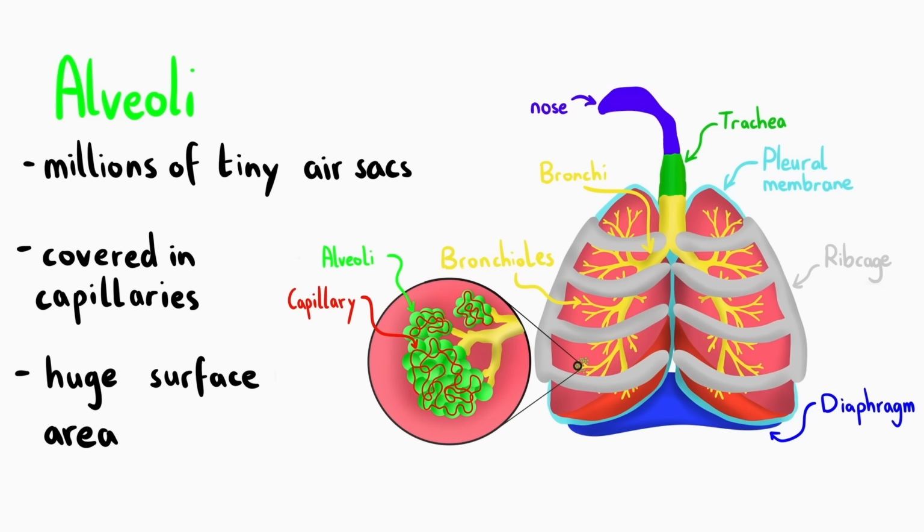The lungs contain millions of these microscopic air sacs, each surrounded by a network of tiny blood vessels called capillaries. The walls of both the alveoli and capillaries are extremely thin, just one cell thick. This allows gases to diffuse quickly between the air in the alveoli and the blood in the capillaries.